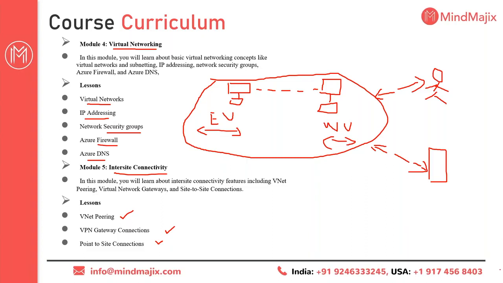So point-to-site connectivity is for a single user's laptop or computer that is out of office or away, like during a pandemic when everyone is working from home. How do they connect using a VPN and access the resources?